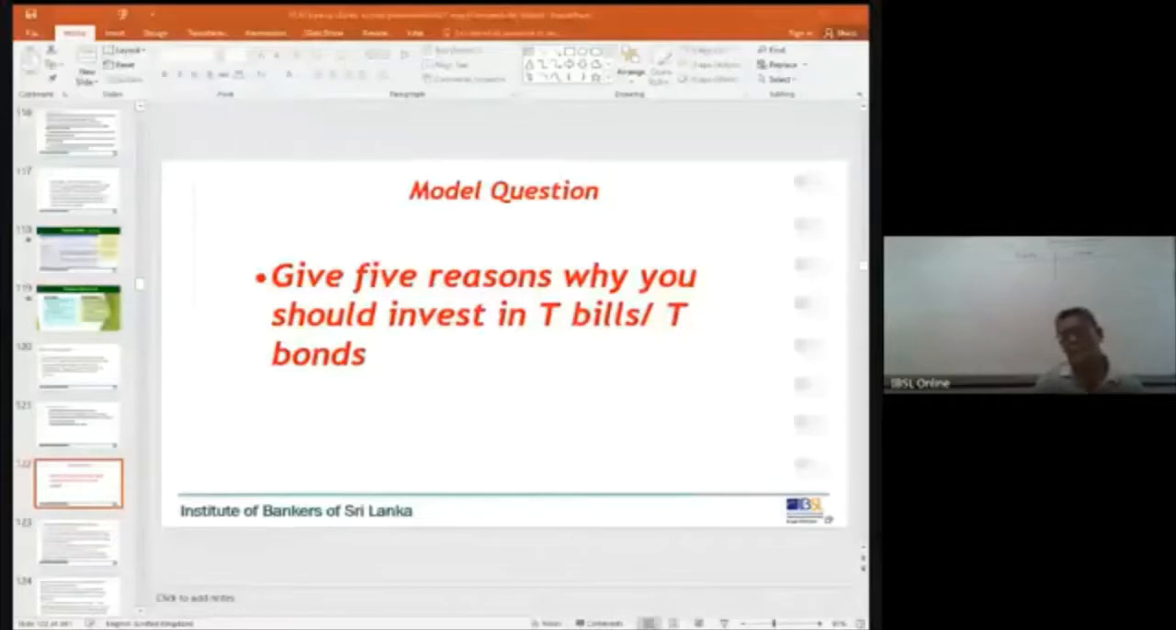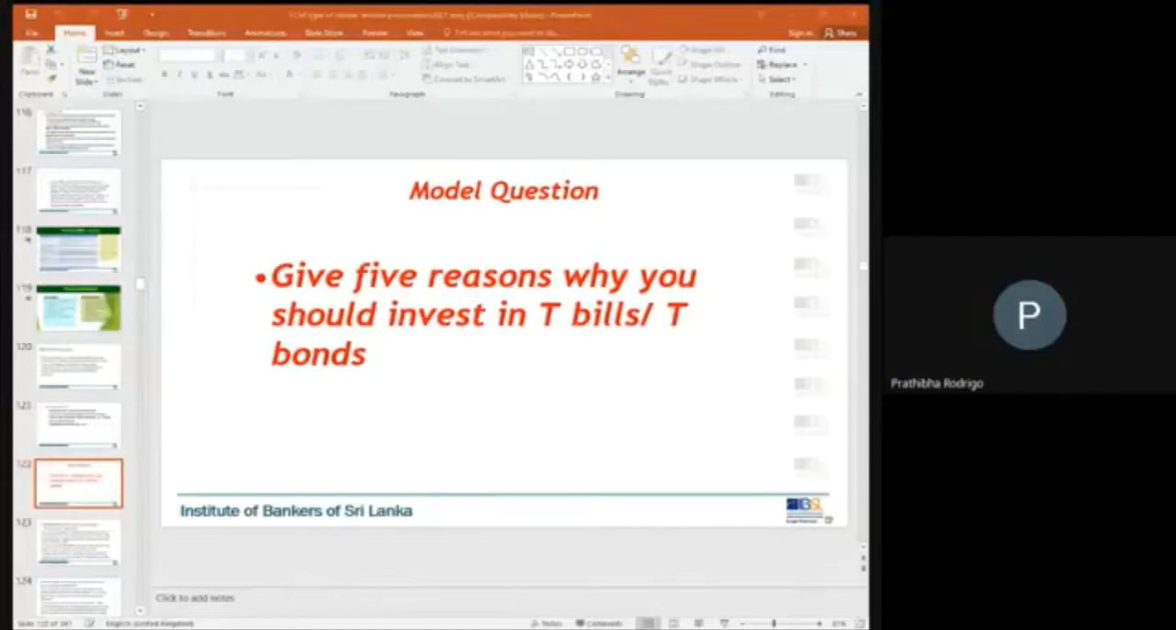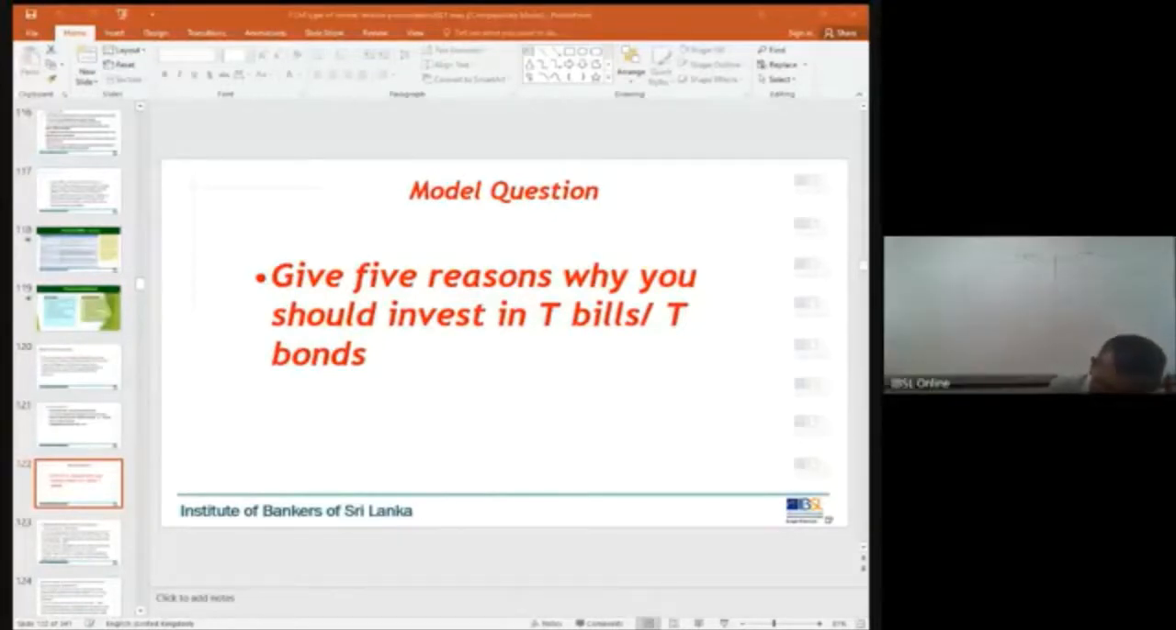Okay. What are the 5 reasons? Tell me 1 reason. Why would an investor like to invest money in treasury bills and treasury bonds? The first one, simple: default risk-free investment. Default risk-free, that means those are gilt-edge securities. Good, first point. Those are default risk-free, that means gilt-edge securities instruments.